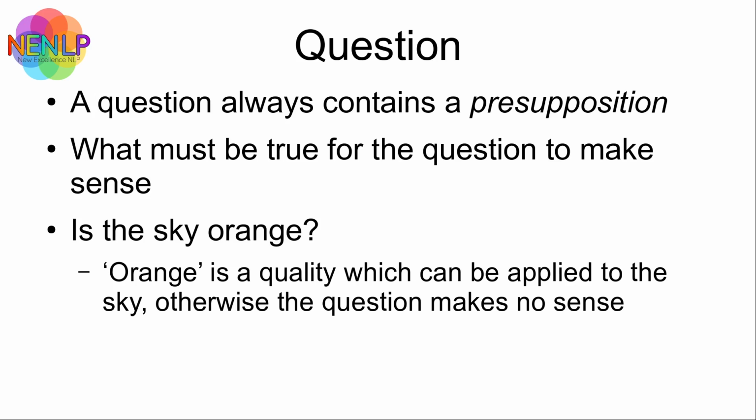So a question always contains a presupposition. What must be true for the question to make sense? So the question, is the sky orange, presupposes that orange is a quality which can be applied to the sky. Otherwise the question makes no sense. If I ask, is the sky comfortable? Is the sky happy? Doesn't make any sense. In the NLP meta model, we call that a selection or restriction violation. We're taking a quality and we're applying it to something that logically can't have that quality.